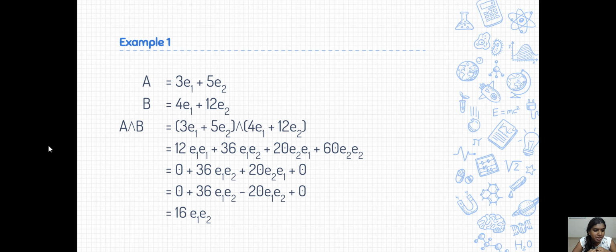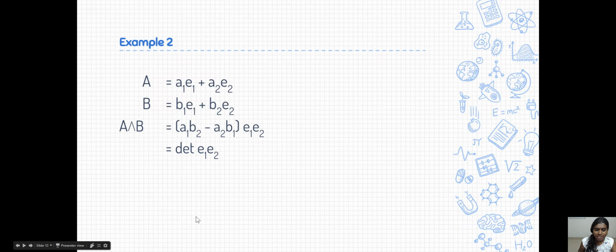Okay, the first example is two-dimensional vectors. And you can expand it just like normal algebra. The only thing you have to remember is e1 wedge e1 vanishes, e2 wedge e2 vanishes. And the other thing is e2 wedge e1 is the same as minus e1 wedge e2. So you would end up with a single scalar multiplied with e1 wedge e2. In general, it will be the determinant of a1 a2 b1 b2 multiplied by e1 wedge e2.